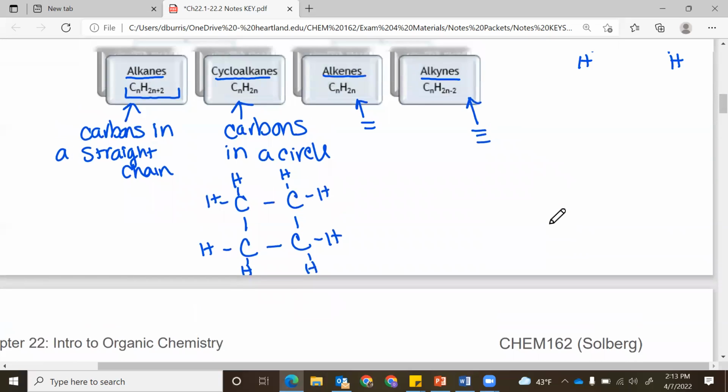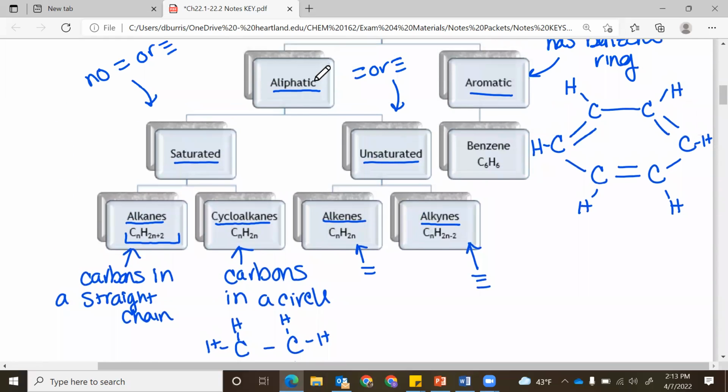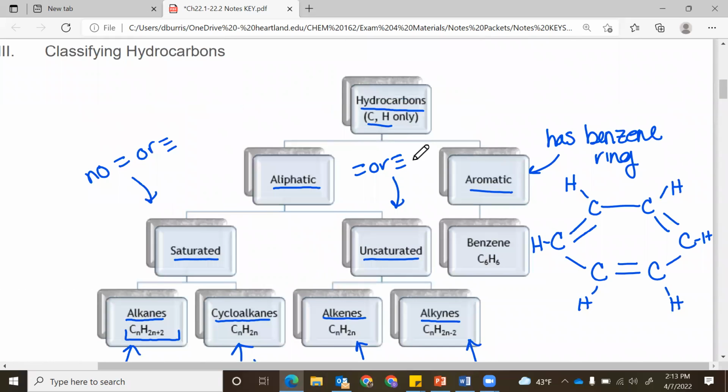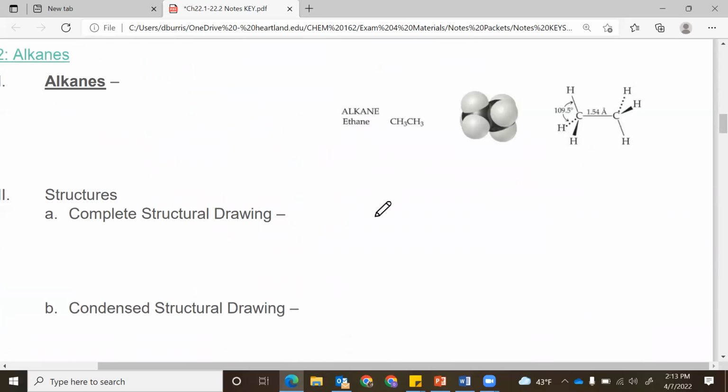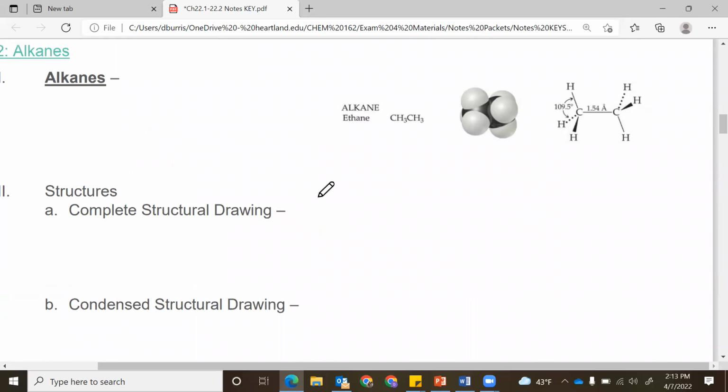So what was the aliphatic? It's just if it's not aromatic, it's considered aliphatic. Not really a definition you need to know. So okay, we're starting simple. We're just doing alkanes today. No double bonds, no triple bonds.